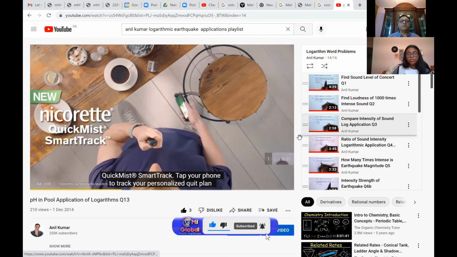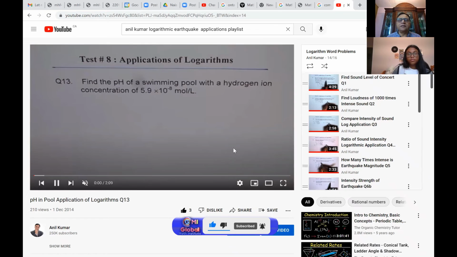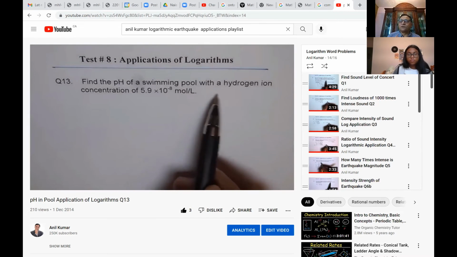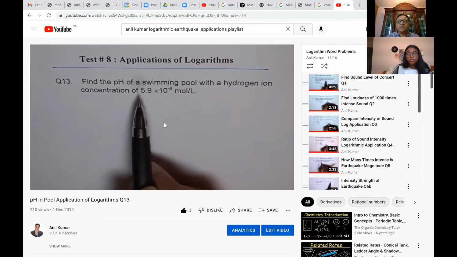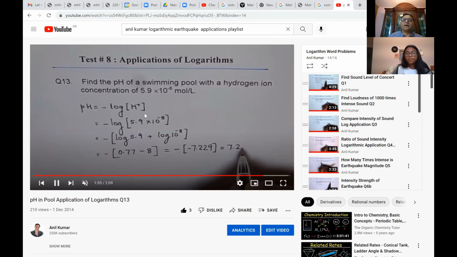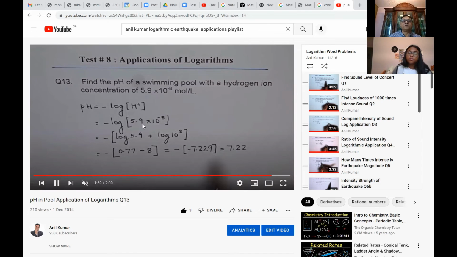So you can do a lot of pH questions from this playlist, a couple of them. Now, some variations: sometimes we give you the concentration to find the pH, as in this case. So basically, you have to rearrange the formula just as we did last time. Same formula, pH equals minus log hydrogen ion concentration. And since we are given the hydrogen ion concentration, we will find the pH.